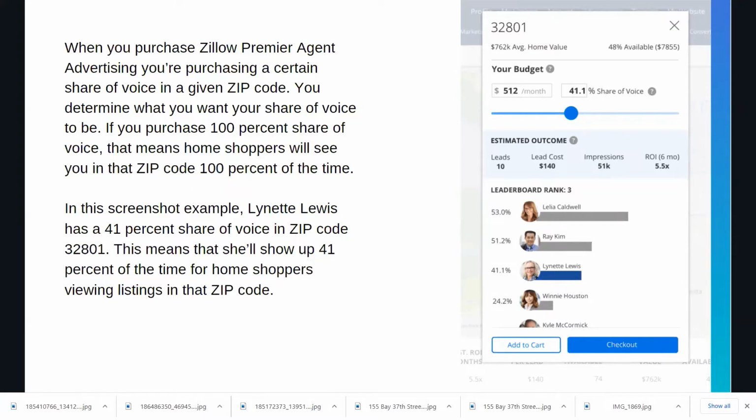If you purchase 100% of the share of voice, that means home shoppers will see you in that zip code 100% of the time. So take the screenshot on the right, for instance. Lynette Lewis has 41% share of voice in the zip code 32801. This means that she will show up 41% of the time. Okay, I hope that makes sense.